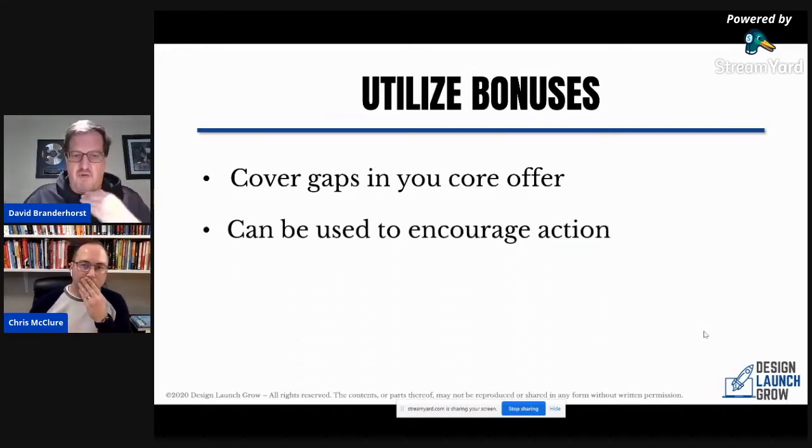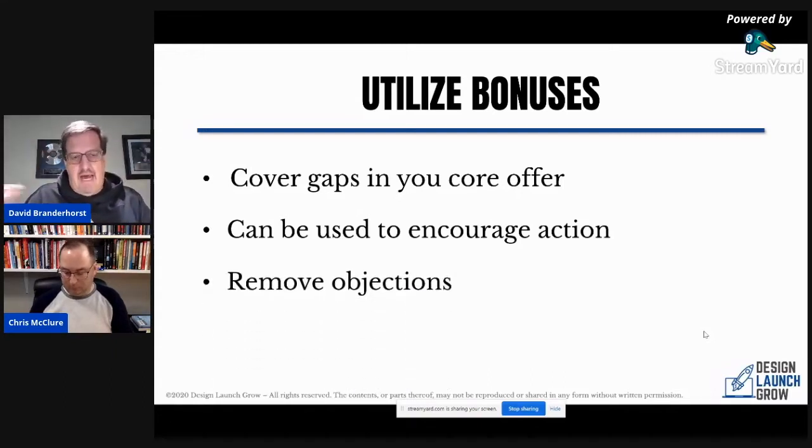So you can use your bonuses to cover your gaps, and you can encourage them to take action. You can encourage them, hey, for a limited time, I'm offering all these bonuses. So if you want to get all these extras, you need to act now. You need to jump on this offer now. So you can utilize that not only to fill gaps, but also to encourage them to take action and not just delay and remove those objections.